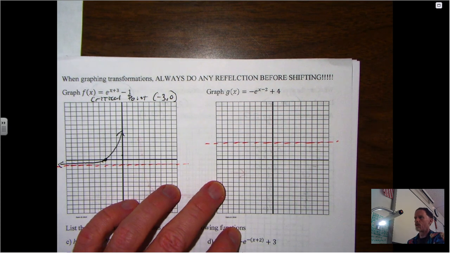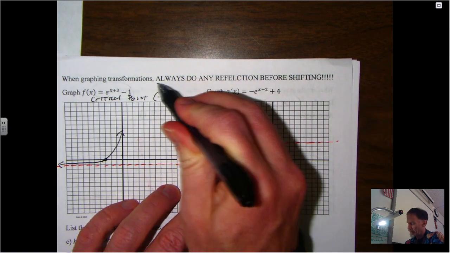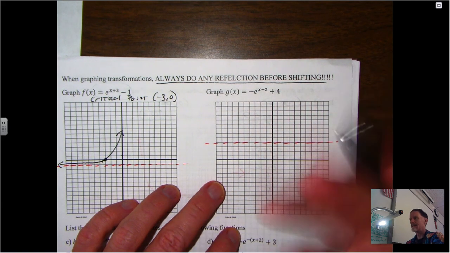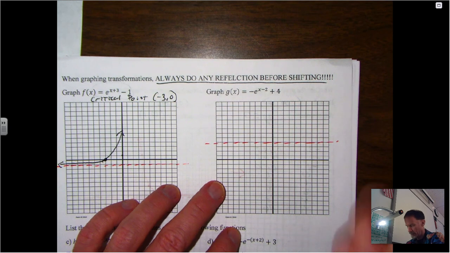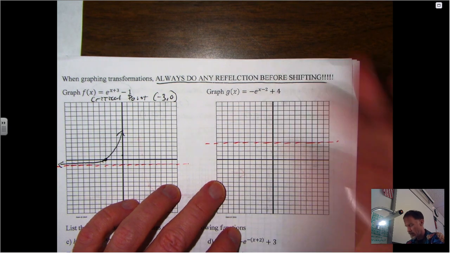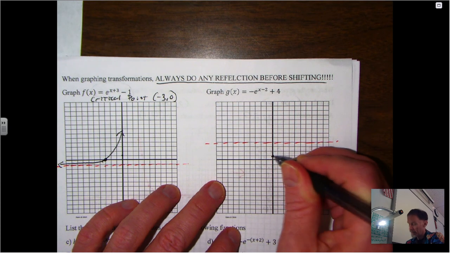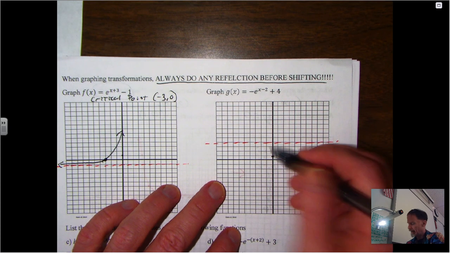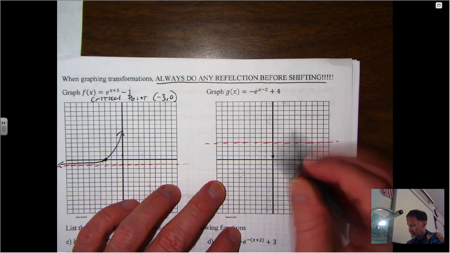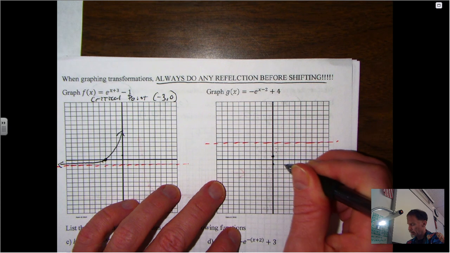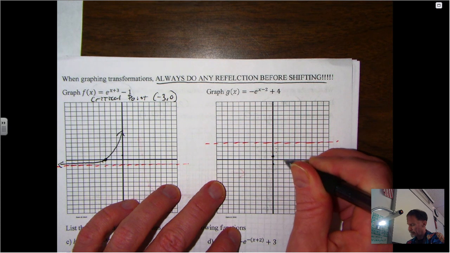Now here is the warning, and I have it on top of the page right here. If there is a reflection, do that before you do any shifting. It's really important that you reflect before you shift. Okay? So again, we start here. That's my 0, 1 for my parent function. If I reflect that over the x-axis, it's going to flip over. So now it's here at negative 1. And then I'm going to go right 2 and then up 4.